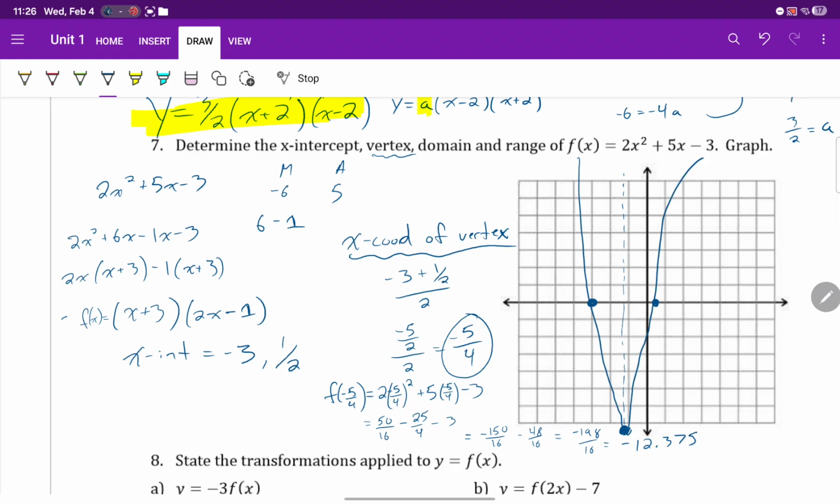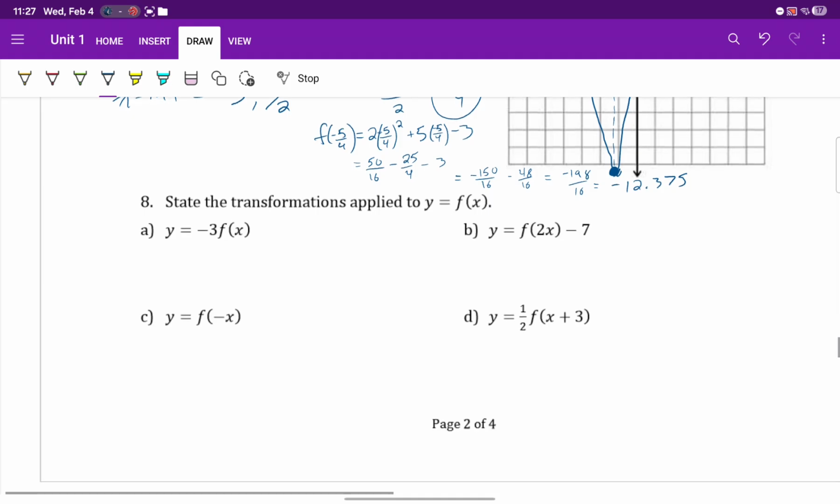Okay. The domain of that function is going to be all real numbers. The domain is going to be x is an element of all real numbers with all parabolas. That's always your domain. And my range is going to be y is an element of all real numbers such that y is greater than or equal to negative 12.375. Okay, that one's a little messy. That is a challenging question. But again, these are prerequisite skills. These are things that you would have done coming into this course.